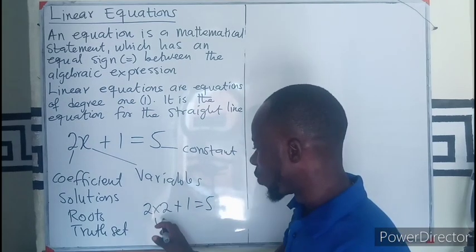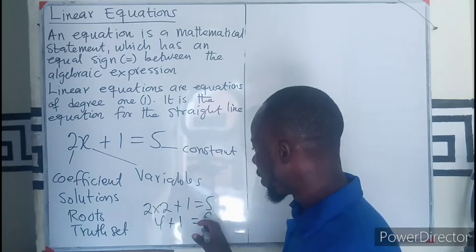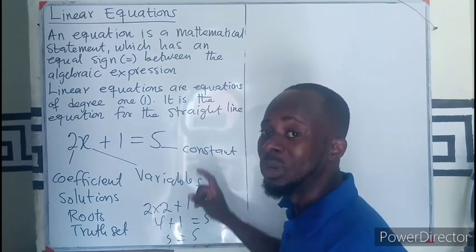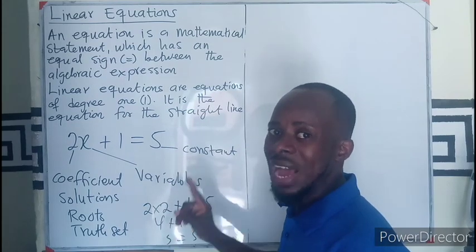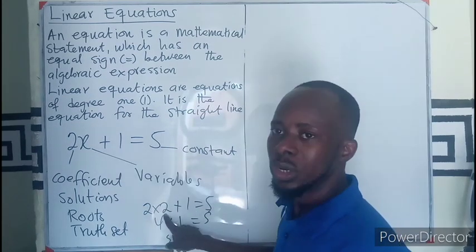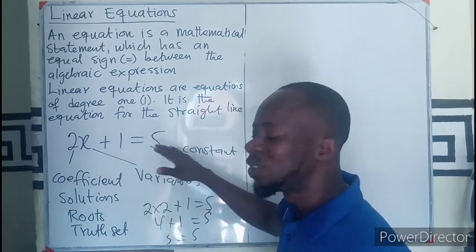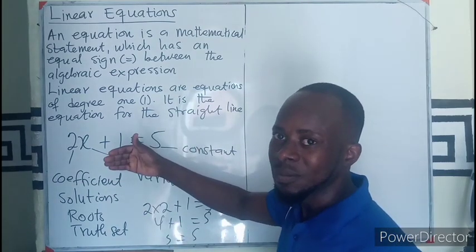So obviously, 4 plus 1 equals 5. 5 is the same as 5. So for this statement to be true, the value of x is what? 2. x can assume only 2 to make this statement true. That is what it means.